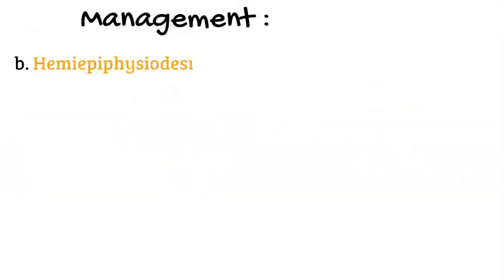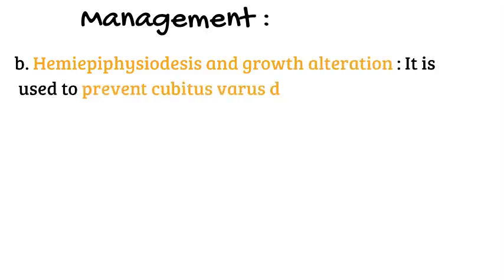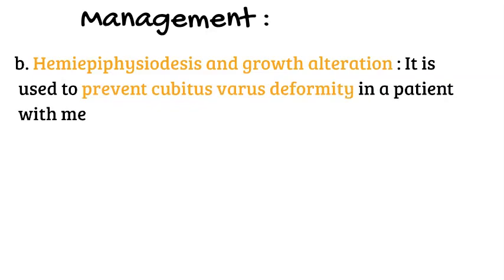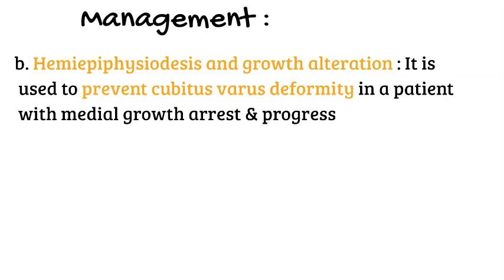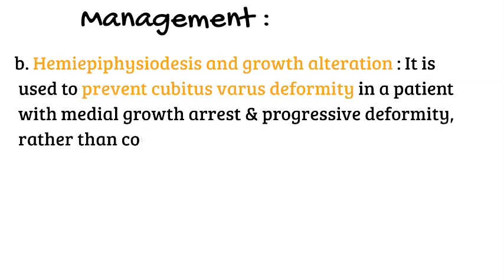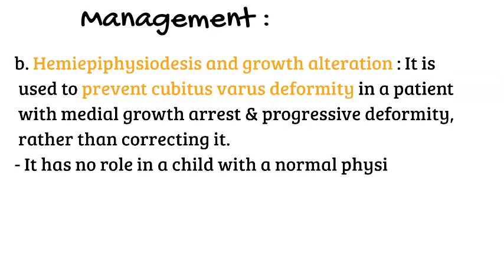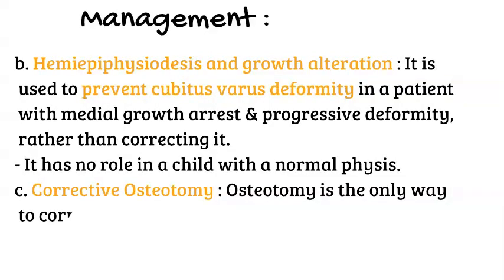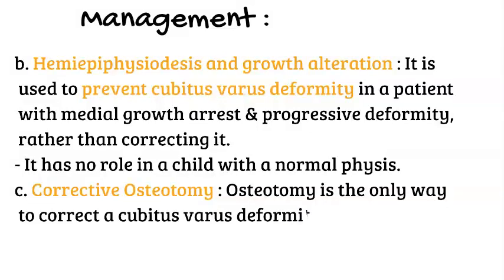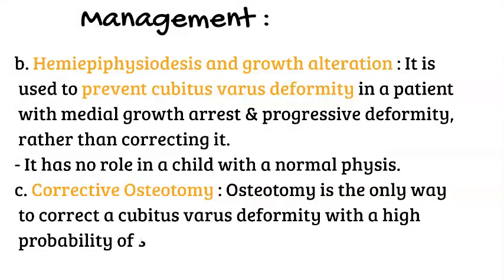B. Hemiepiphysiodesis and growth alteration. It is used to prevent cubitus varus deformity in a patient with medial growth arrest and progressive deformity, rather than correcting it. It has no role in a child with a normal physis. C. Corrective osteotomy. Osteotomy is the only way to correct a cubitus varus deformity with a high probability of success.